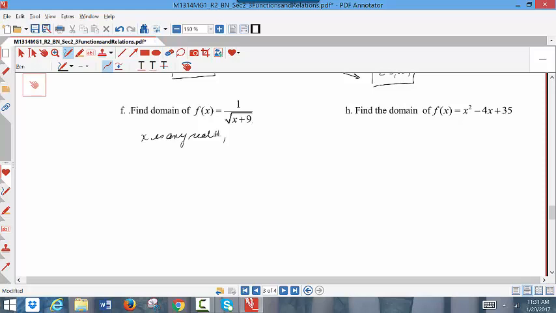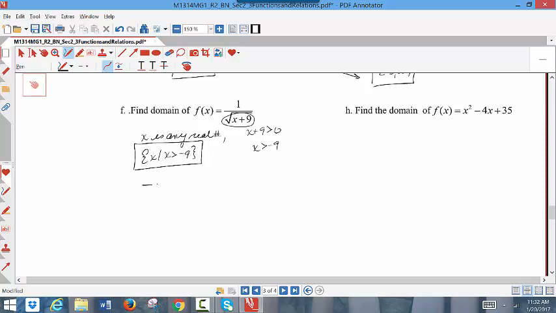That means that x plus 9 better be positive or equal to 0. But in this case, x plus 9 cannot be 0 because it's in the bottom of a fraction. So now, x plus 9 could only be greater than 0, not greater than or equal. So x is greater than negative 9. So your domain in set notation is all x values such that x is greater than negative 9. That is your domain written in set notation.